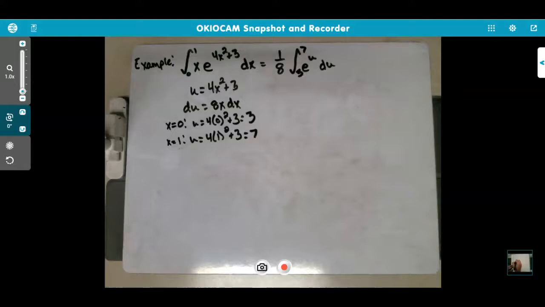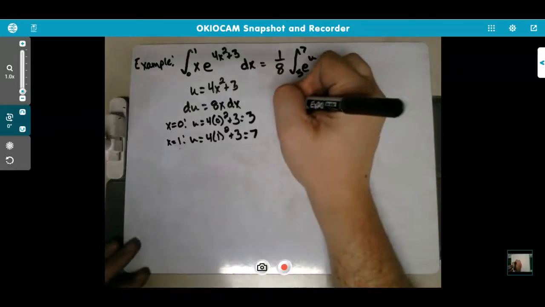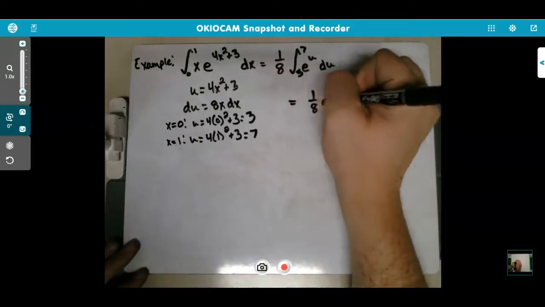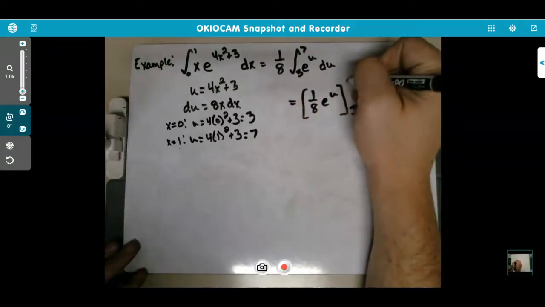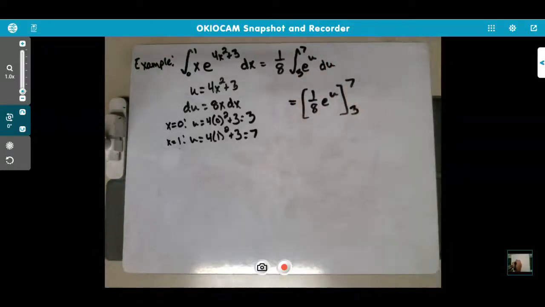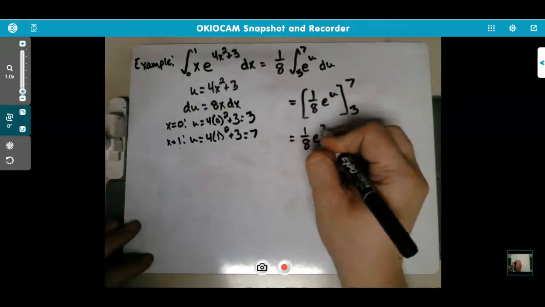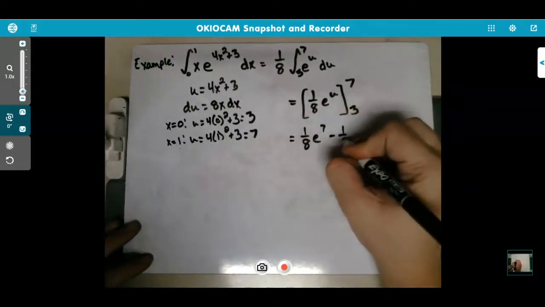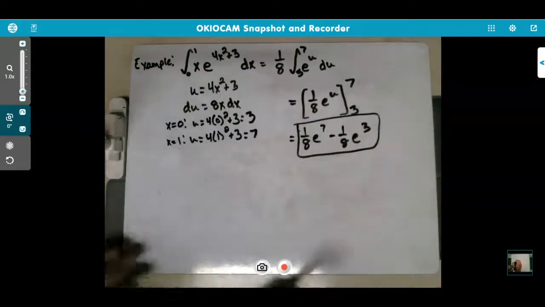So now I just have to take the antiderivative of e to the u, but as we've said, we really like e because e just stays e, right? So e to the u just remains e to the u. And we're doing that from 3 to 7. Plug 7 in first, that's 1/8 e to the 7, minus, then plug in a 3. And we can just leave it like that. That's perfectly fine right there.